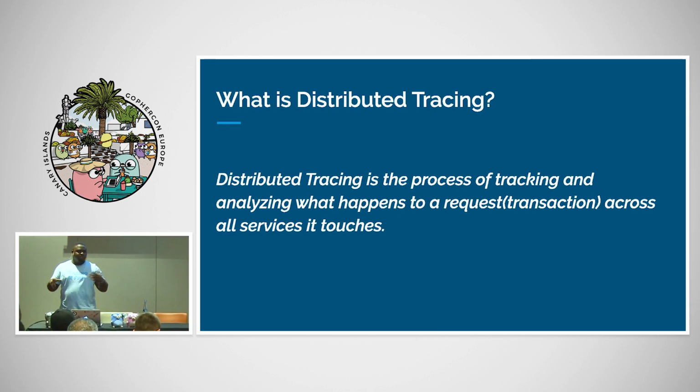This is in contrast to traditional ways of doing monitoring, which would just focus on a single service in isolation. If we're collecting logs, we just collect the logs for that service in isolation, or favor aggregate metrics. So you wouldn't understand the life cycle of a request, right?